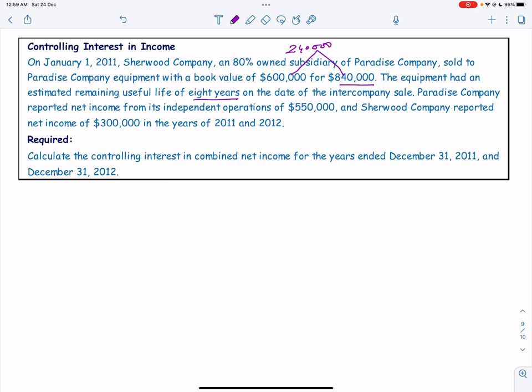Paradise Company reported income from its independent operations of 550,000, and Sherwood Company reported a net income of 300,000 in the years 2011 and 2012. Calculate the controlling interest, that is the parent company, in combined net income for the years ended December 31, 2011 and December 31, 2012. Let us first look at the year 2011. The income for the parent company in transactions with the third parties is 550,000.